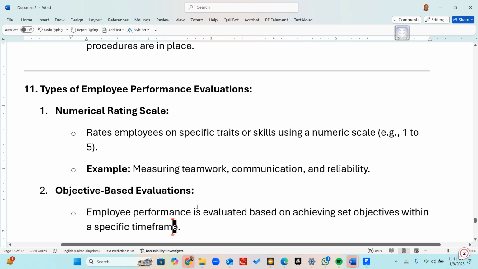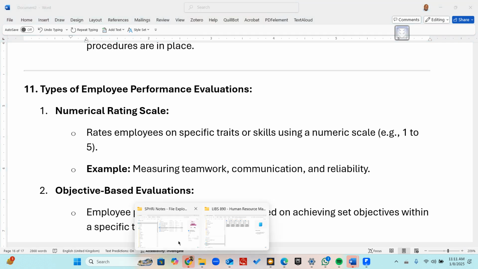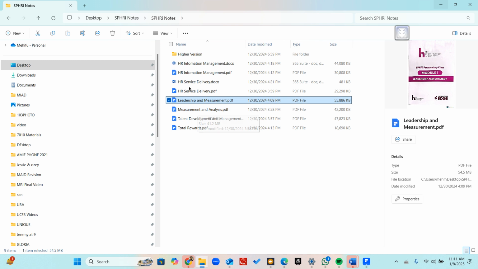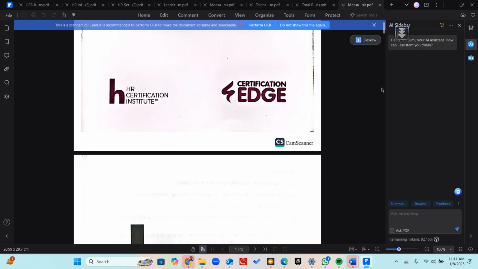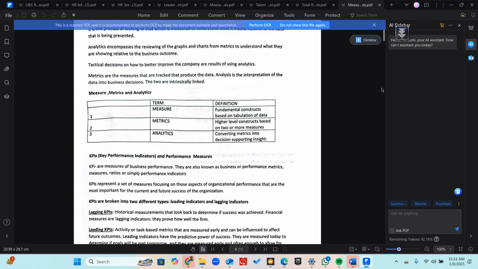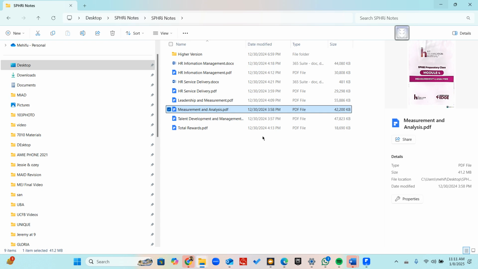Types of employee performance evaluation. There's numerical rating: rating employees on a specific skill or trait using numerical scales, 1 to 10, measuring teamwork, communication, and others, maybe using a questionnaire, a quantitative rating. In HR this falls under what we call measurement and analysis. You measure using metrics and analyze, so this falls under measurement and analysis.